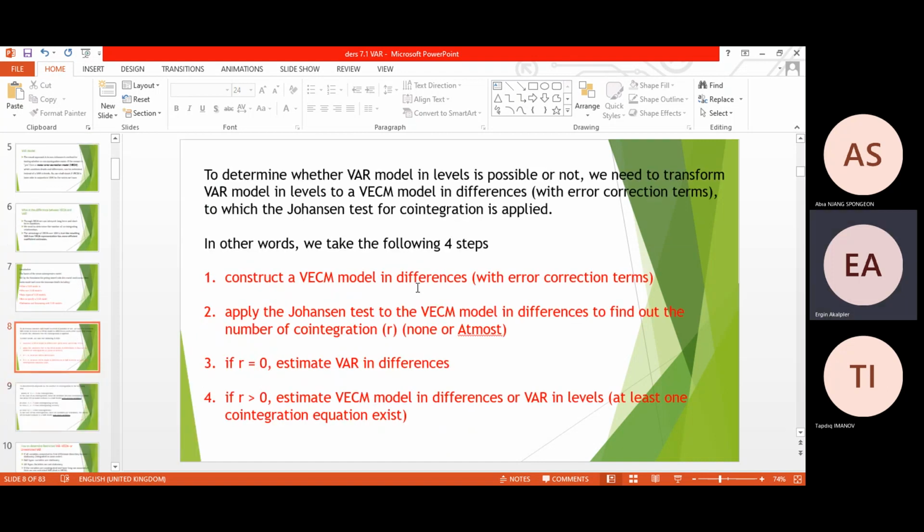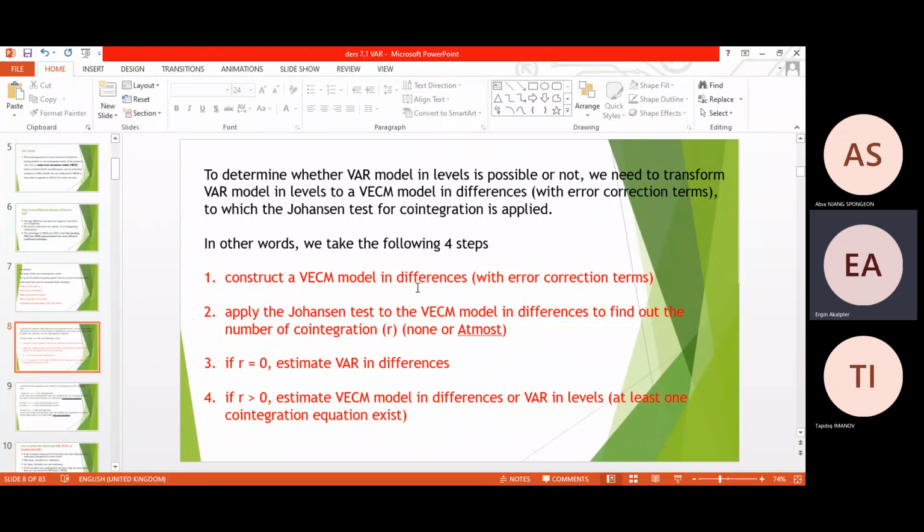To determine whether a VAR model in levels is possible or not, we need to transform the VAR model in levels to a vector error correction model in differences with error correction terms, to which the Johansen test for co-integration is applied. In other words, we take the following 4 steps. We construct a vector error correction model in differences with error correction terms, and apply the Johansen test to it to find out the number of co-integrations.